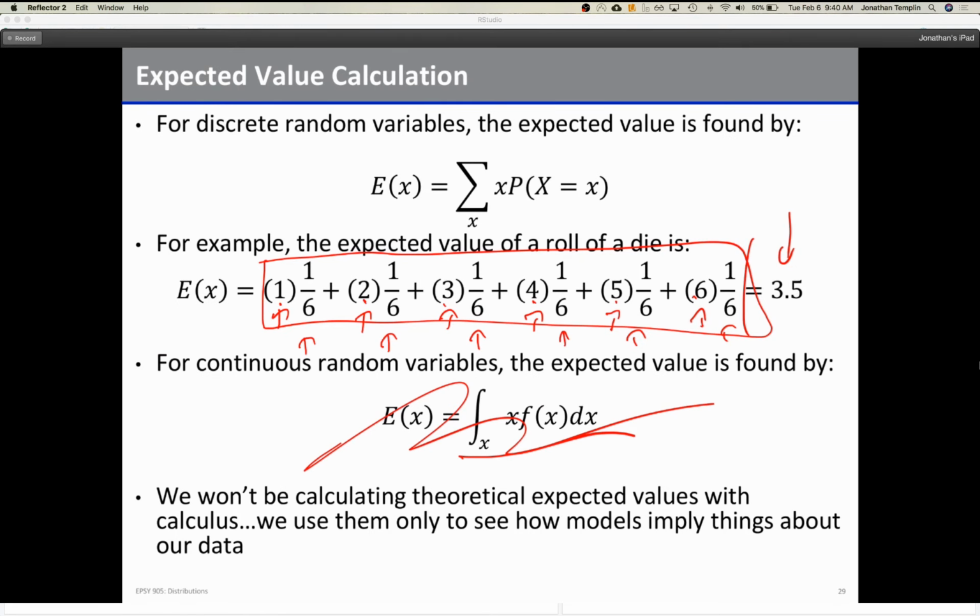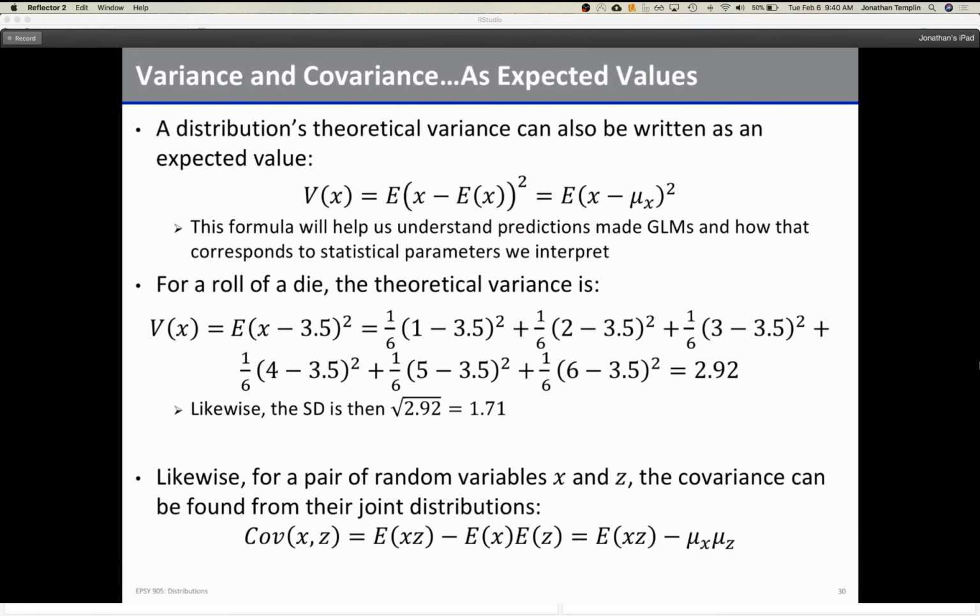It's sort of a weighted sum based on how likely events are to occur. The variance turns out to be another type of expectation, and so does the covariance. So often you see this variance function. It turns out the variance is the expectation of a random variable minus its mean squared, which is often denoted with a mu for x. And this formula is going to help us understand the predictions we make with the general linear model and how it corresponds to the statistical parameters that we interpret.